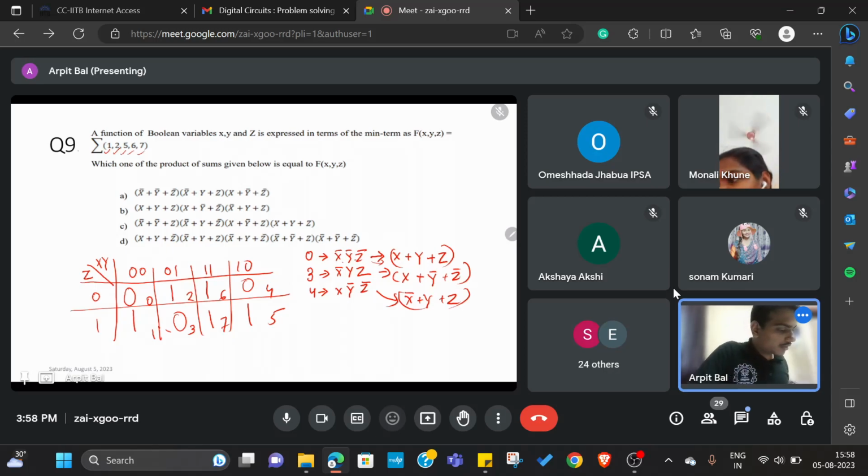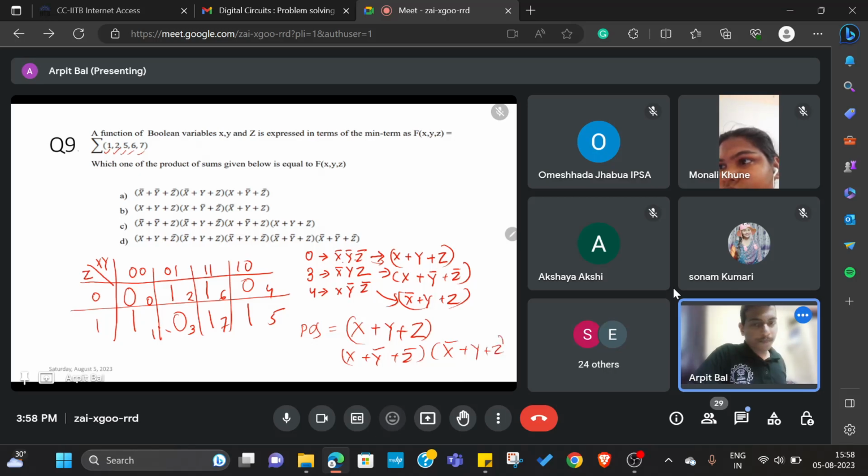So our final product of sum representation will be x plus y plus z into x plus y bar plus z bar into x bar plus y plus z. That is option number B.